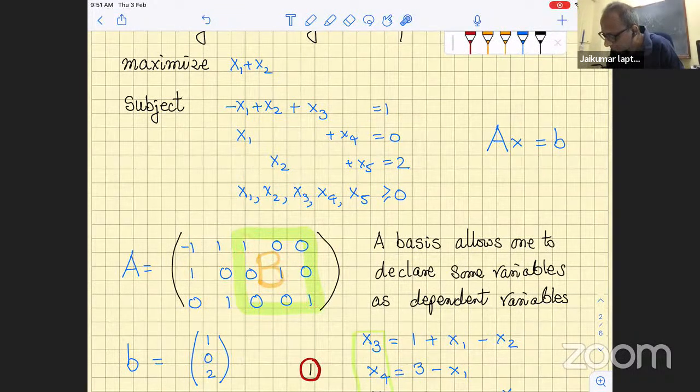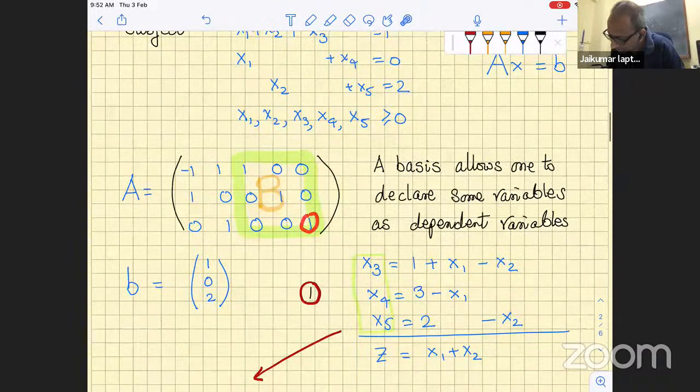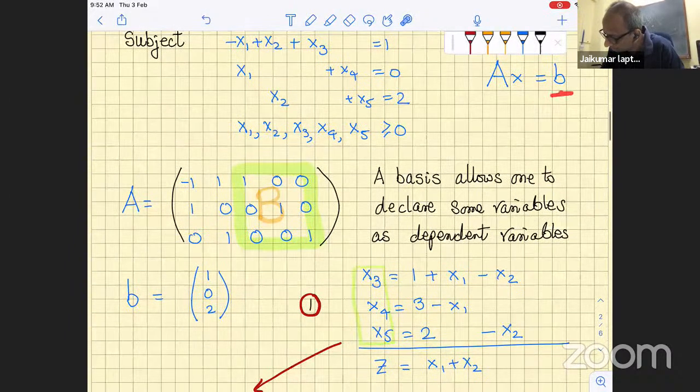How do we find one basic feasible solution? This variable, which is x3, we assign it the value 1. x4, we assign 0. And x5. So we take the right-hand side of our equation and just assign them to the slack variables. This is a basic feasible solution.